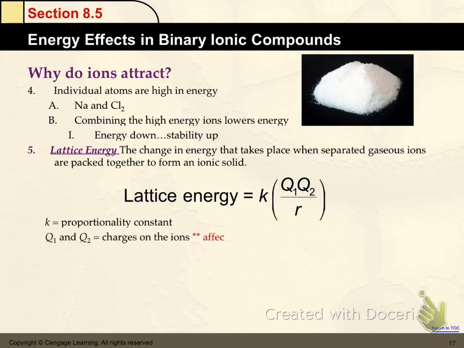So K is the proportionality constant, Q1 and Q2 are the charges of the ions, and R is the shortest distance between the centers of the cations and the anions. So if we bring them closer to one another and they stay there, that is going to decrease that lattice energy.